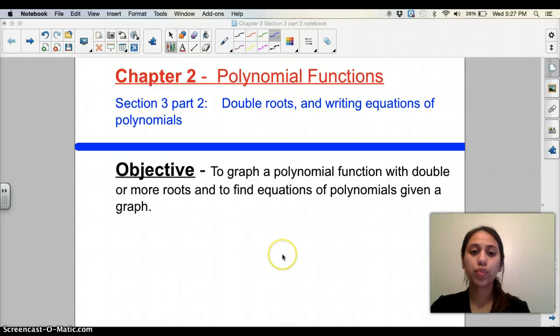Okay, we are continuing Chapter 2, Polynomial Functions, with Section 3, Part 2, Double Roots and Writing Equations of Polynomials. The objective is to graph a polynomial function with double or more roots and to find equations of polynomials given a graph. In Section 3, Part 1, the last video, we looked at how to graph given an equation of a polynomial. This time we're looking at the special case of double roots. And later we'll be looking at graphs and figuring out how to write the equations.